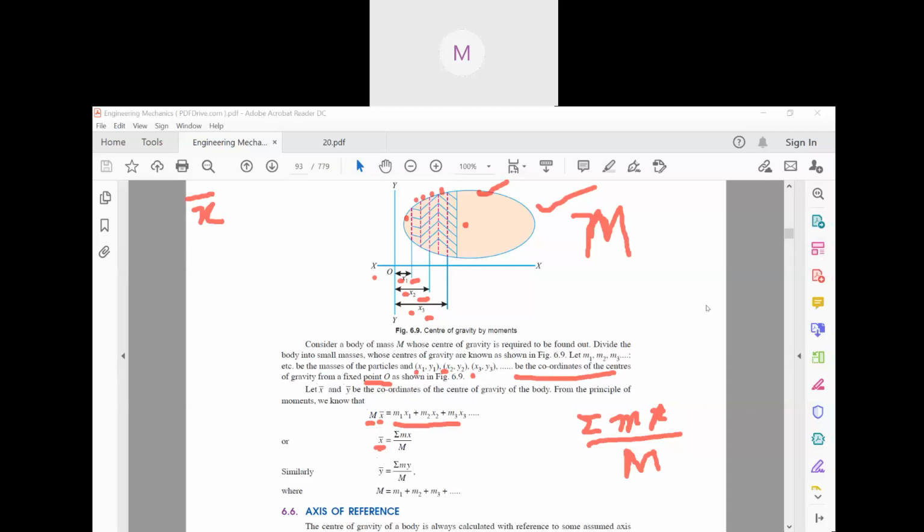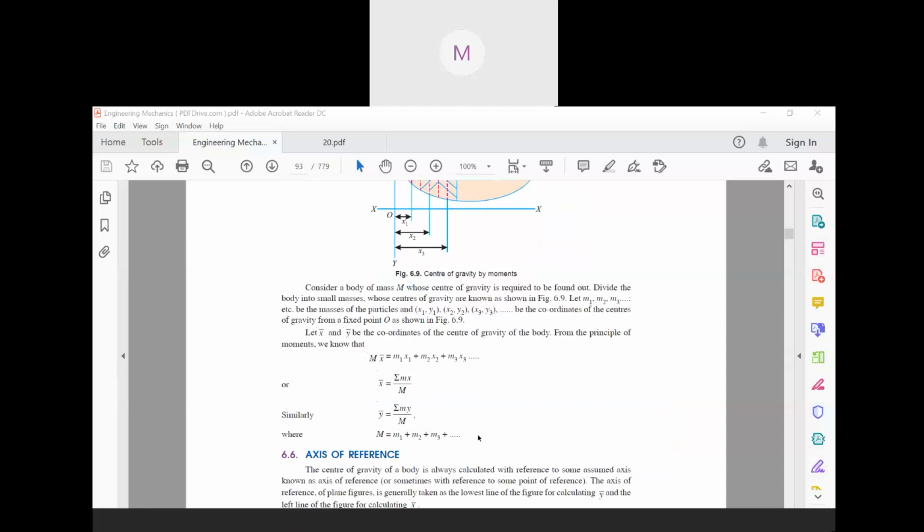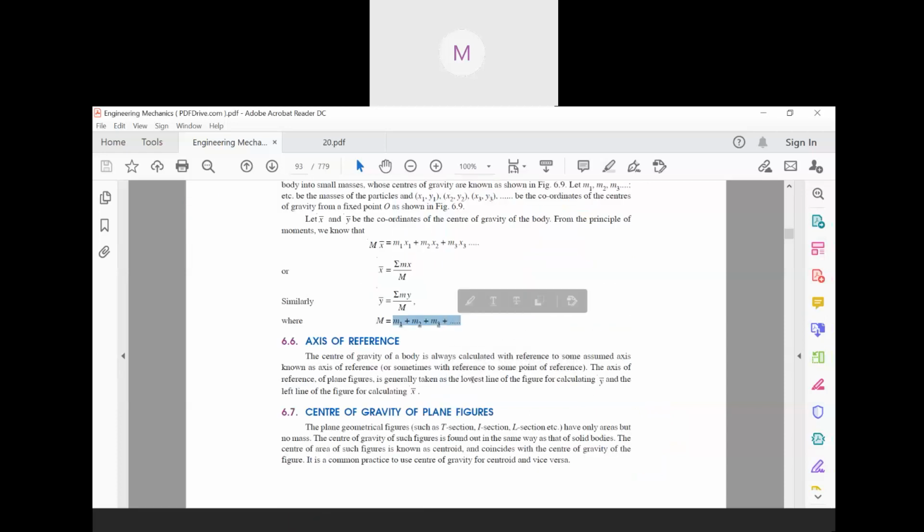I guess this is clear for everyone. So now if you go to the next part, that means for y. Similarly, we will get what? Y bar is equal to what? Summation of m y divided by summation of m, where m is equal to what? M1 plus M2 plus M3. That means the individual mass of those particles. So just remember this thing.